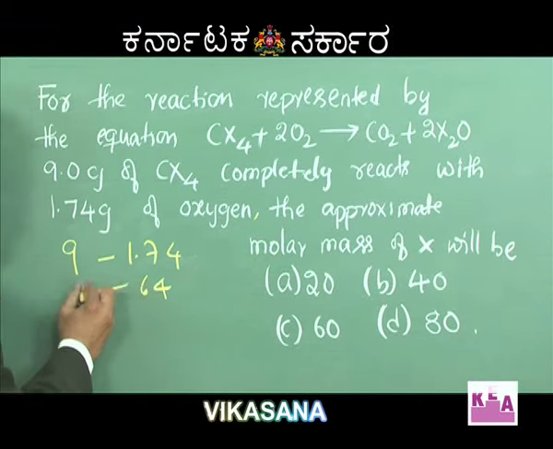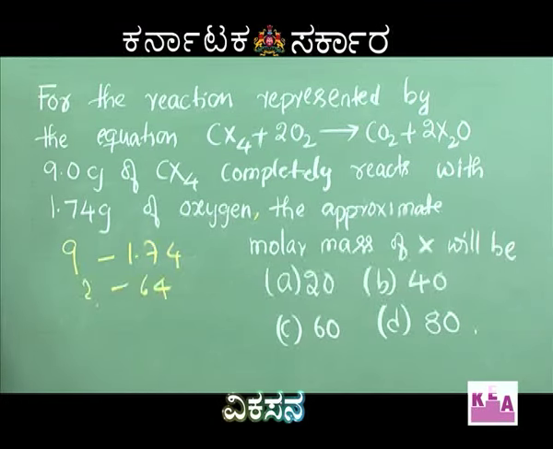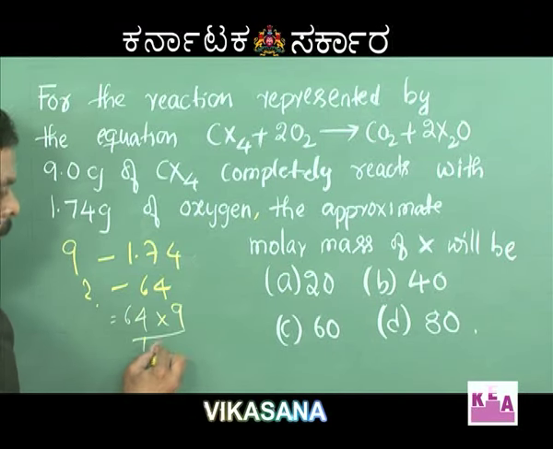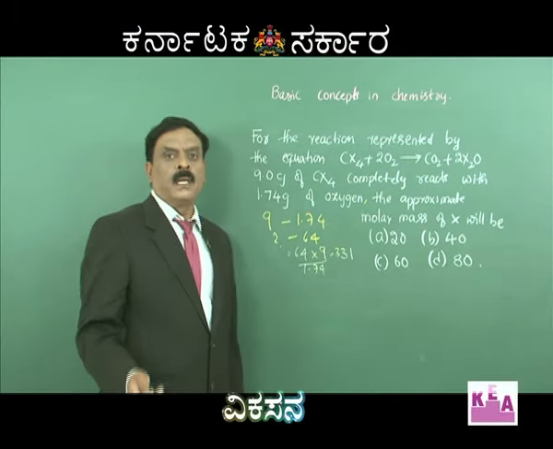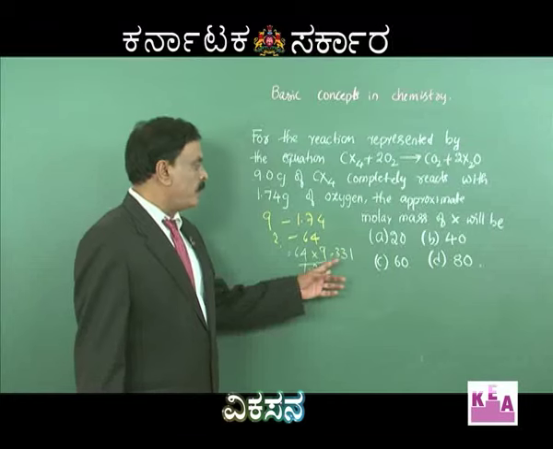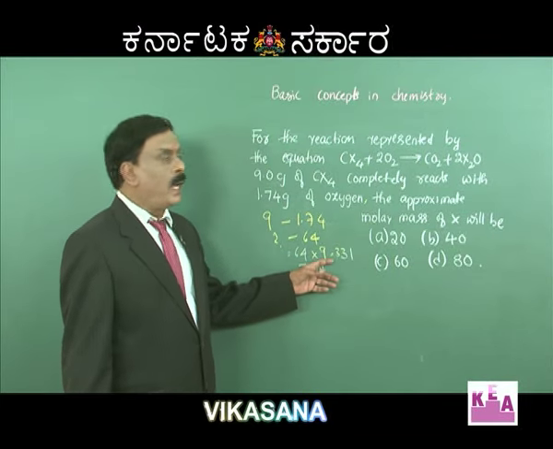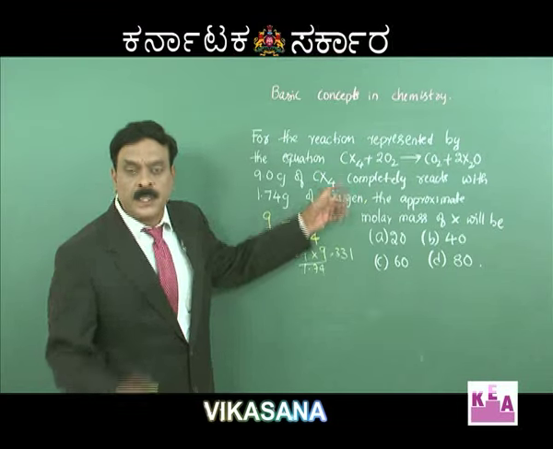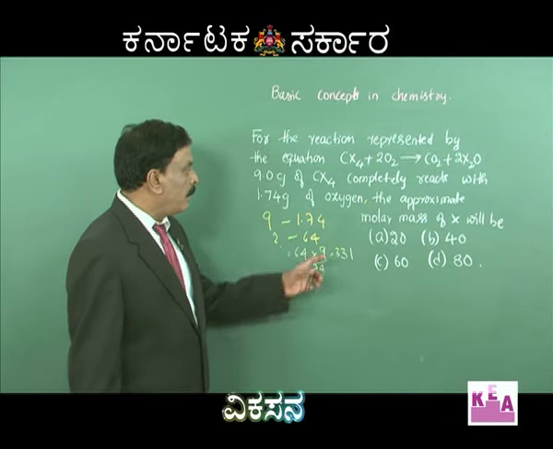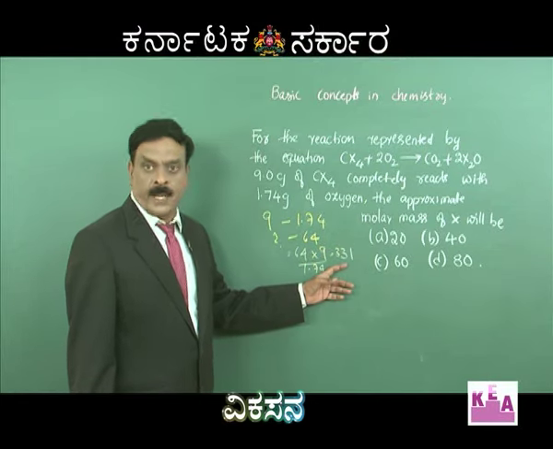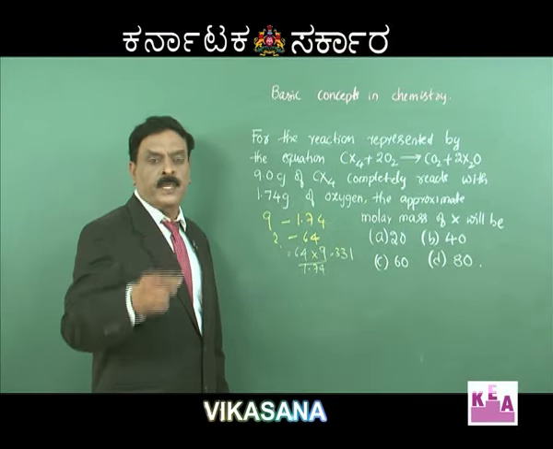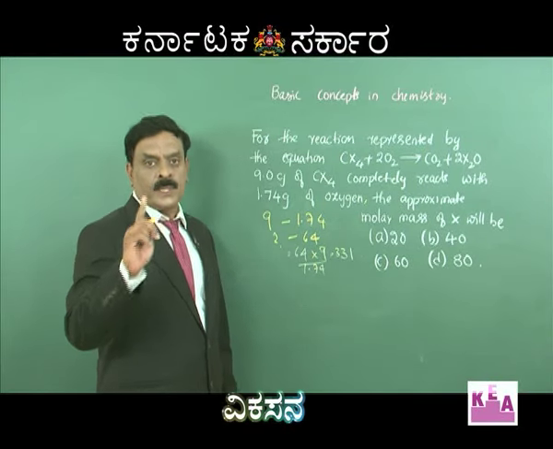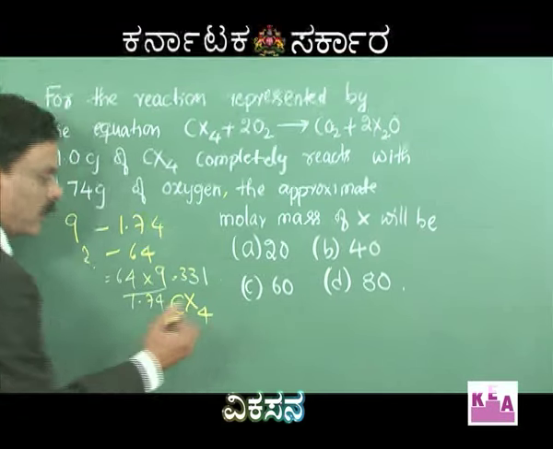Therefore, 64 grams of oxygen will react with how much of CX4? And this will turn out to be 64 into 9 by 1.74, that is 331. Therefore, the mass of CX4 that reacts is 331, and as per the stoichiometric equation, that is equal to 1 mole. Hence, the molecular mass of CX4 is 331. We know that the molecular mass is the sum of the atomic masses of the different elements present in one molecule of the substance. The substance is CX4.